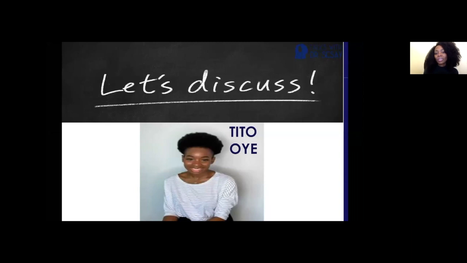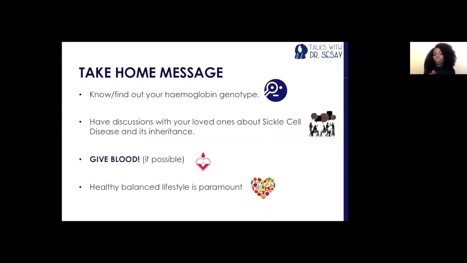So I just wanted to quickly wrap up, and essentially Tito said what my take home message is, which is: please find out what your hemoglobin genotype is, because it will give you an idea of your potential risk, depending on the partner you choose when you go on to have children. If you're a carrier and you marry someone who is a carrier as well, you need to be aware of the risks that do exist. Also have these discussions with your loved ones, your family and your friends, so that we can raise awareness about sickle cell disease, and hopefully support people like Tito who are struggling with it. If we have these discussions, we could potentially reduce its prevalence.